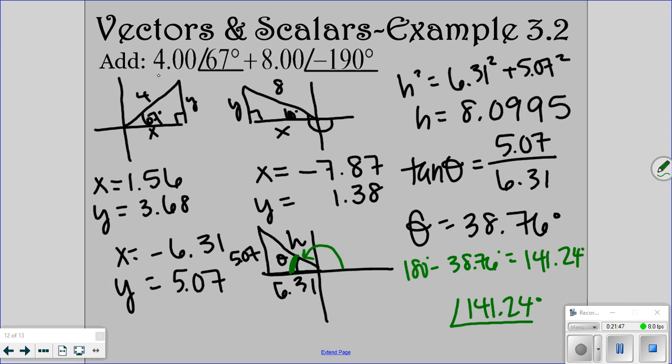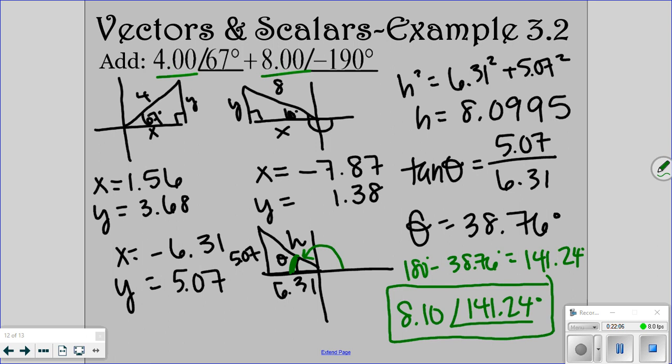Then our sig figs, here we have 3, here we have 3. So our final answer should have 3 sig figs. So 8.09, but then there's a 9 here, which is going to round this up to a 10. So 8.10. And again, that would be your answer.